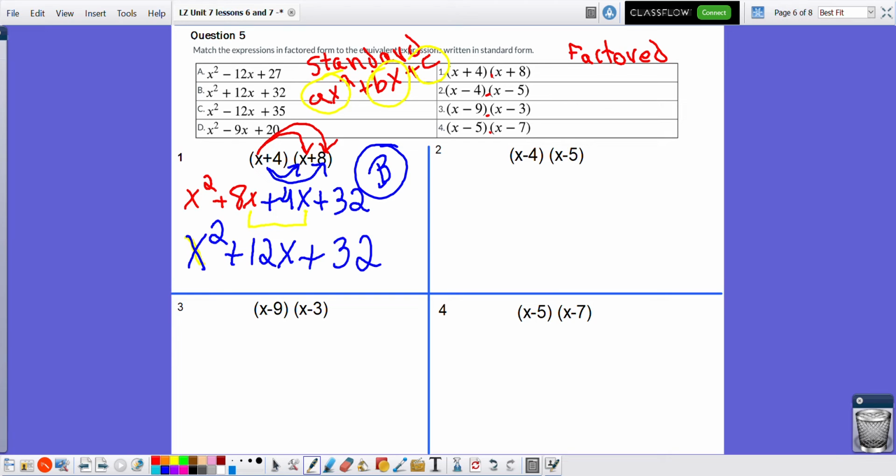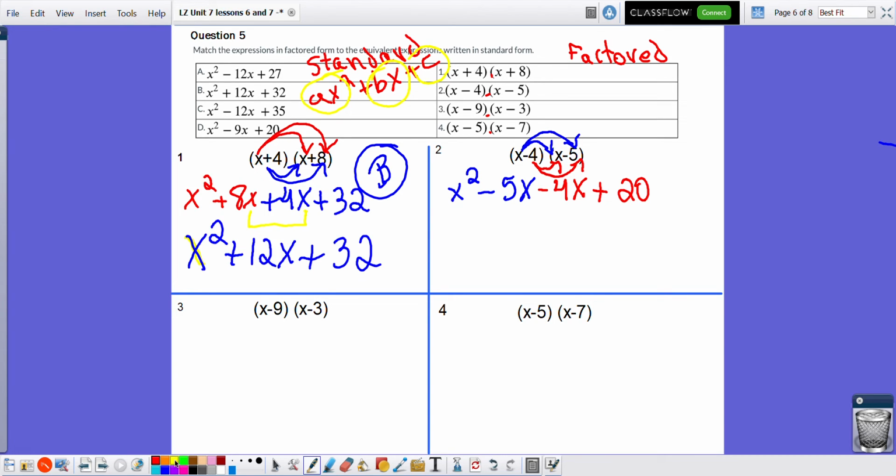I will do another example. For this one, you can see that negative numbers are inside the parentheses. So x times x and x times negative 5. X times x is x squared. X times negative 5 is negative 5x. So now I will multiply negative 4 times x and negative 4 times negative 5. Negative 4 times x is negative 4x. Negative 4 times negative 5 is positive 20.